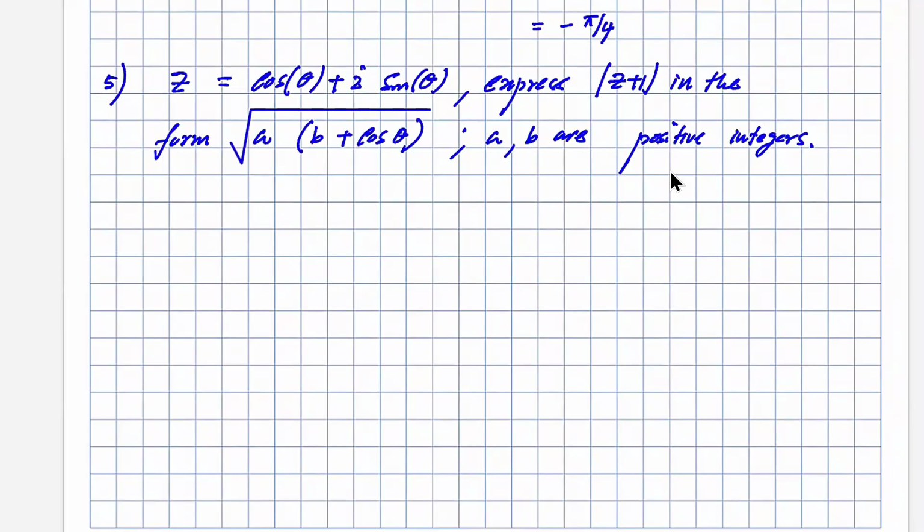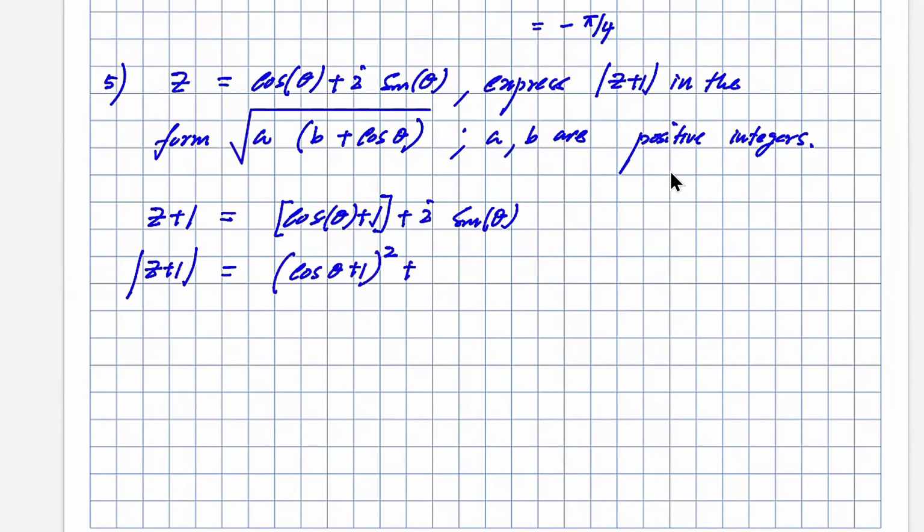Okay, so z + 1 is equal to cos θ + 1 + i sin θ, right? The modulus of z + 1 is equal to, you can see these terms, right? So this should be the square root of (cos θ + 1) the whole thing squared plus sin² θ.